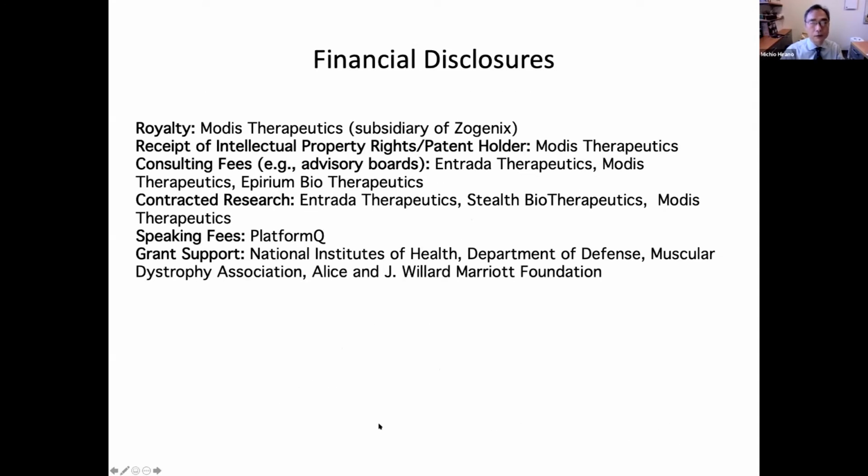These are my financial disclosures. I am the holder of a patent that's licensed to Modus Therapeutics, which is currently called Zogenix, and that's relevant to some of the talk today, but I will try to present it in an unbiased fashion.